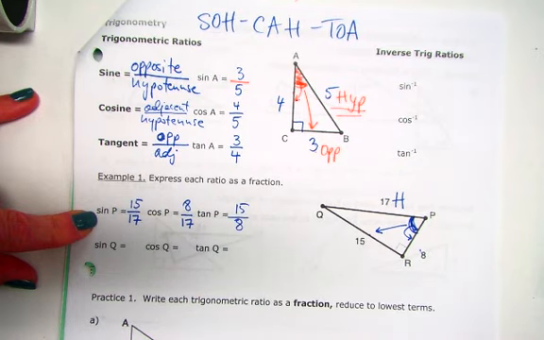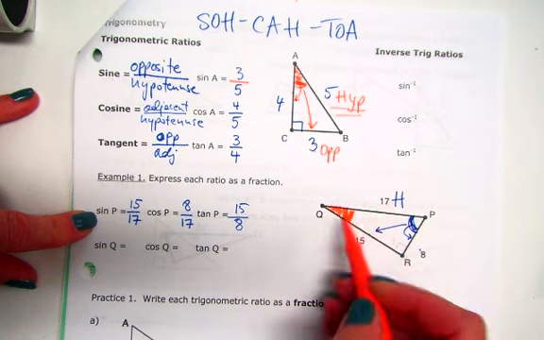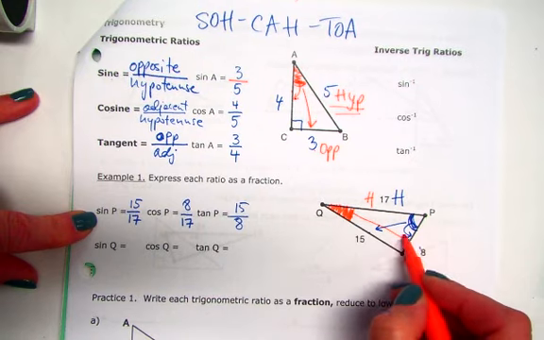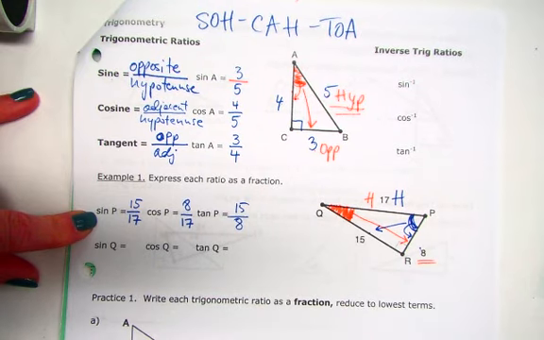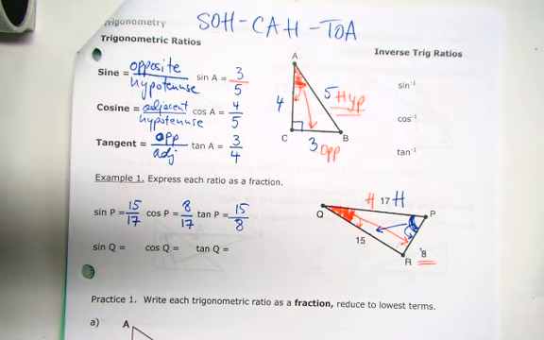Why don't you guys do the same thing, but now switch your perspective and do it starting with angle Q. Again, this would be the hypotenuse, but what's opposite of Q now? 8 would be the opposite, 15 would be the adjacent leg.